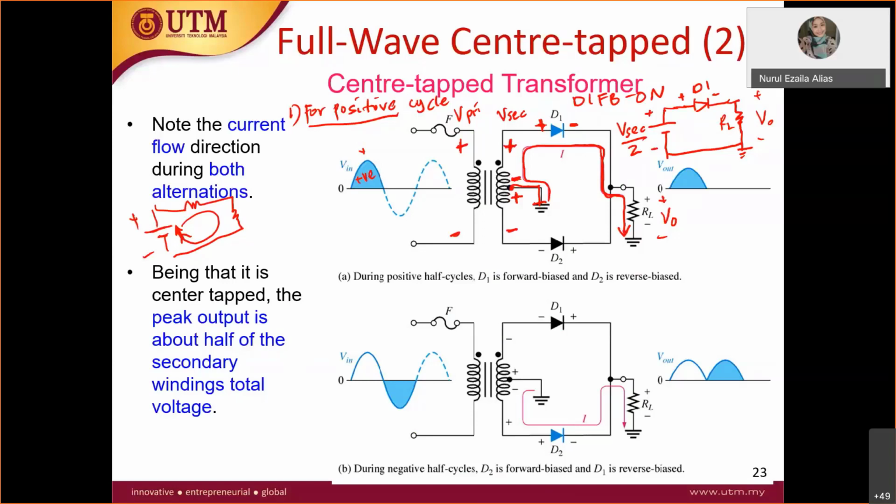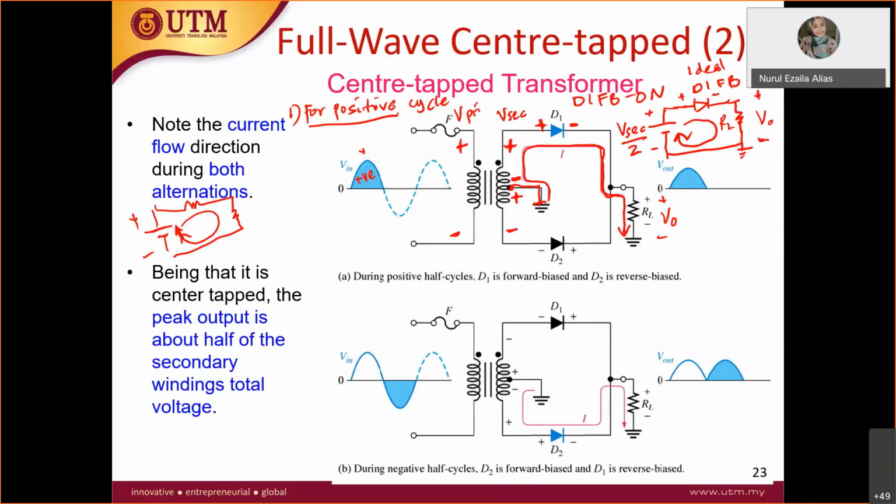Now let's assume this D1, no matter whether it is a silicon diode, ideal diode or whatever diode, current can still pass through this circuit and you can get your V out. If we assume the diode is ideal, what happens to this diode when it is forward bias? Short circuit. Yes, it will be a short circuit, meaning V out equals V secondary over 2.